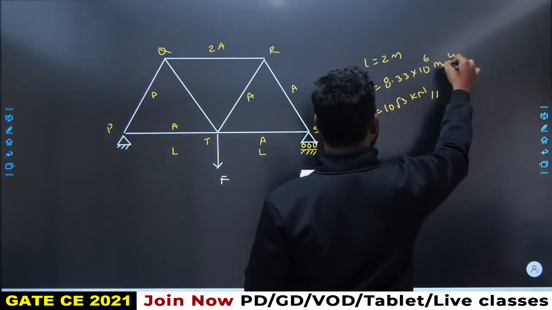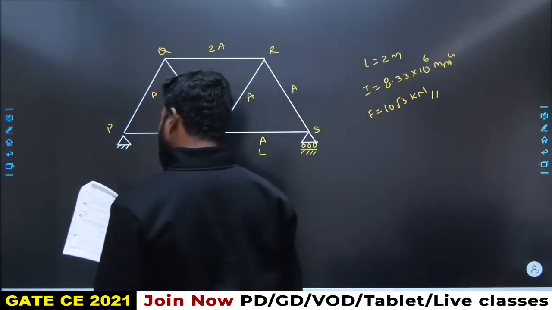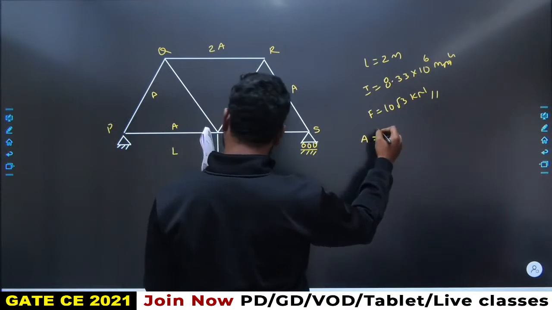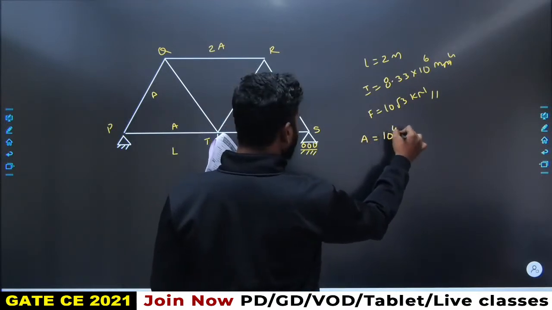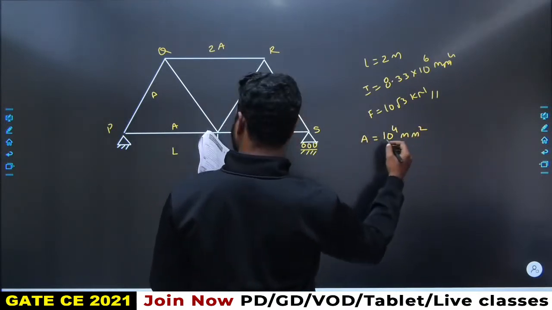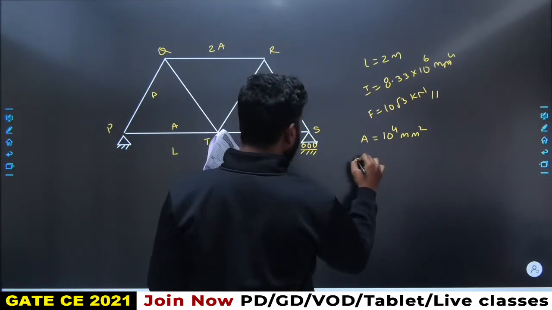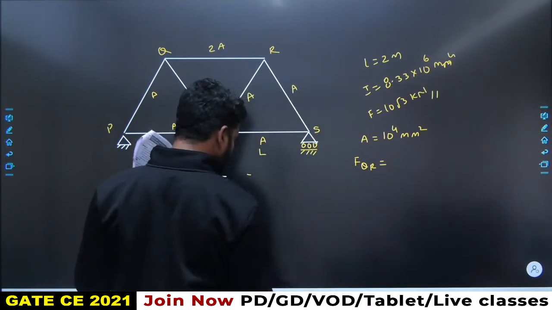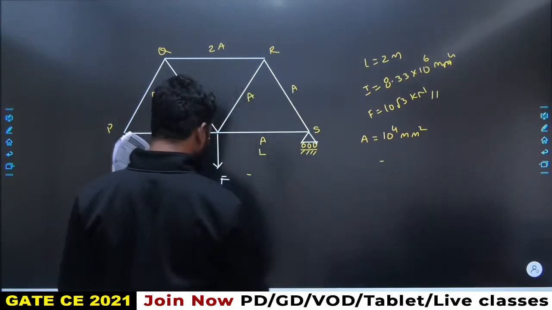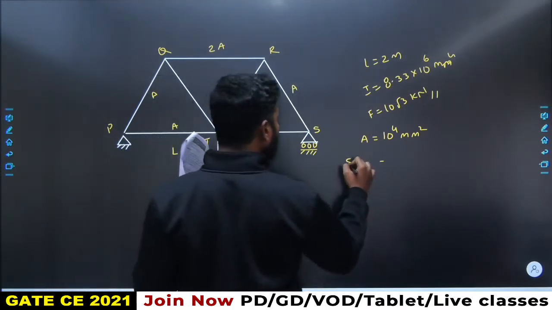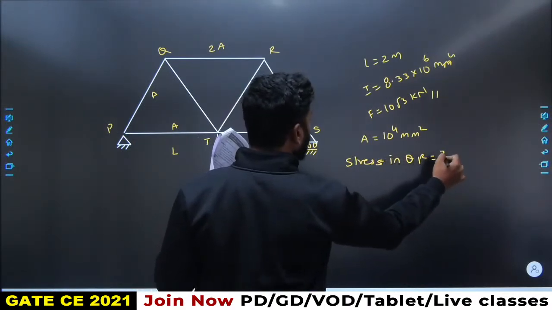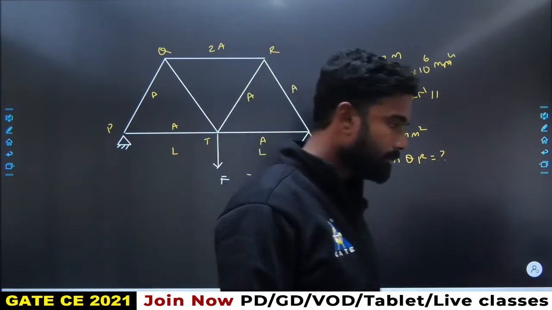10 root 3 kilonewtons. A equals 10 to the power of 4 mm square. What is the compressive stress in QR? He is asking not force but stress. What is the compressive stress in QR? Stress in QR. I hope the question is correct.